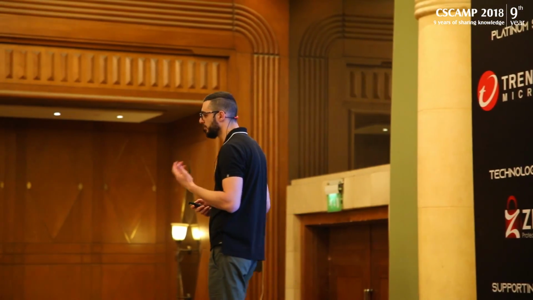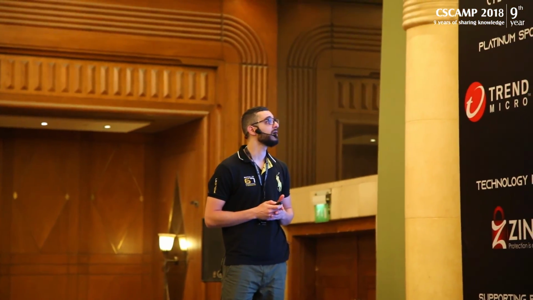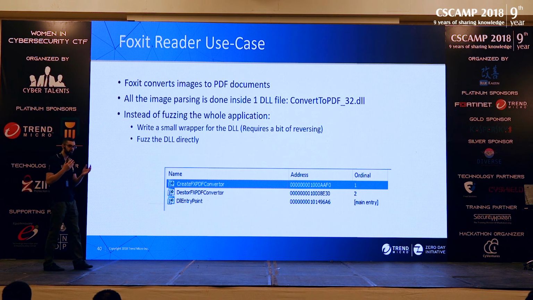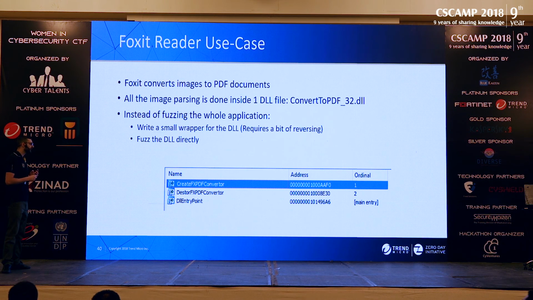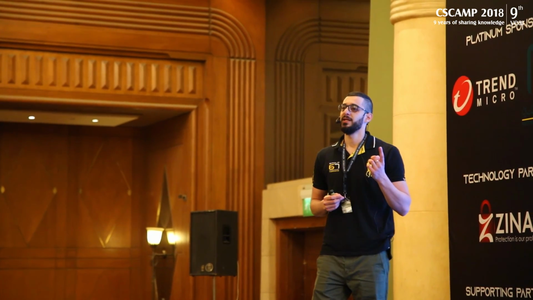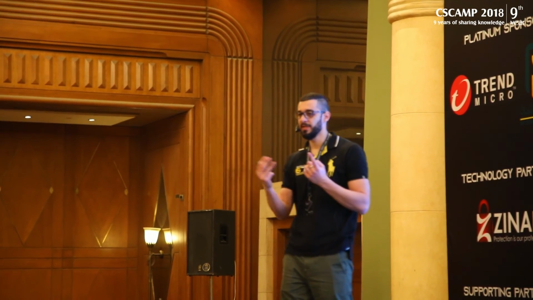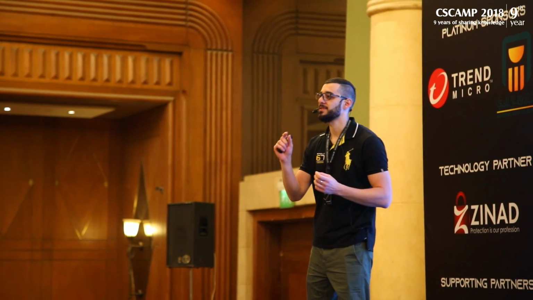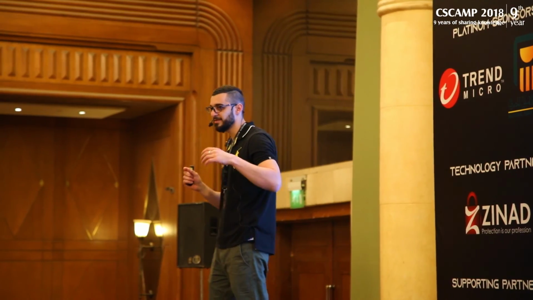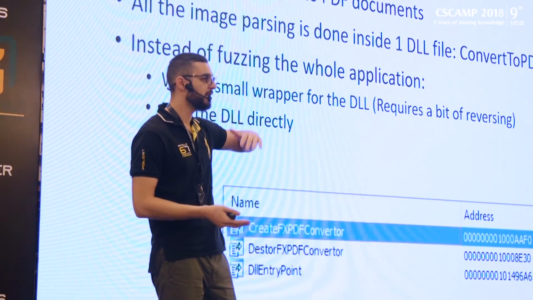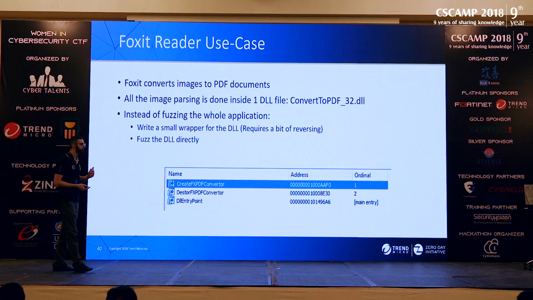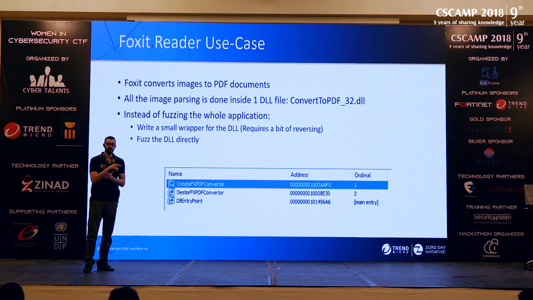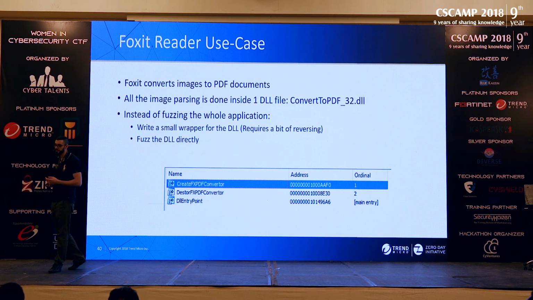I started investigating more and more to see what's happening behind the scenes. It turns out that all the parsing and the conversion is happening inside one DLL, which is ConvertToPDF32.dll. The nice thing about this is that it's only one DLL, so I don't have to link multiple DLLs together. I figured out that I can write a small application that traps that DLL. So instead of fuzzing the whole application, spinning up Foxit and closing it, I can just fuzz that DLL directly, and it's going to make things a lot faster, a lot easier for me.